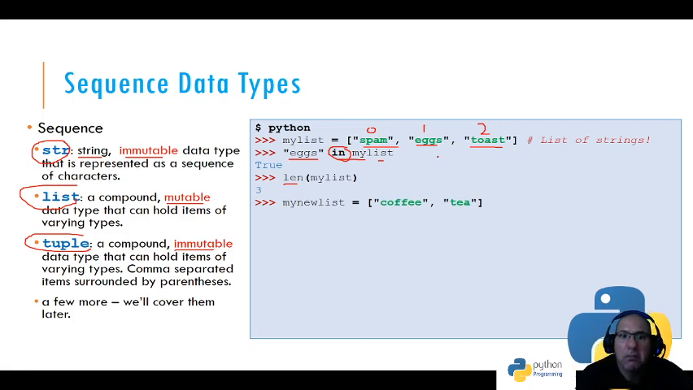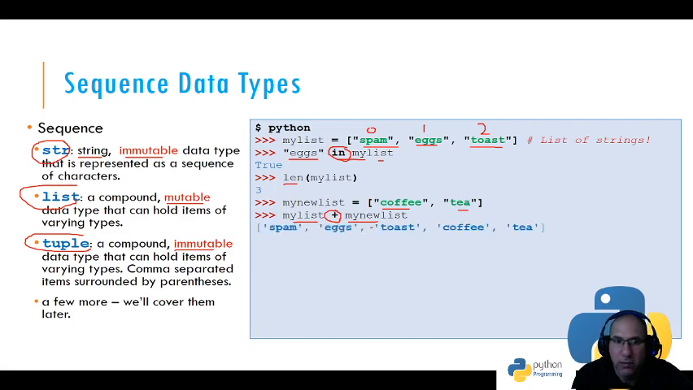I can create a new list. Let's say my new list has coffee and tea. This is a new list, and I can concatenate 2 lists, not only 2 strings. Use the plus operator to concatenate 2 strings. This is 2 lists. This will build a list for me, and the result will be my list, spam, eggs, and toast, and then add to it my new list. Of course, I didn't save it. If I need to keep this list for later use, I may say L equals my list plus my new list.